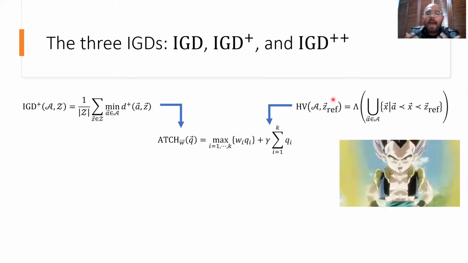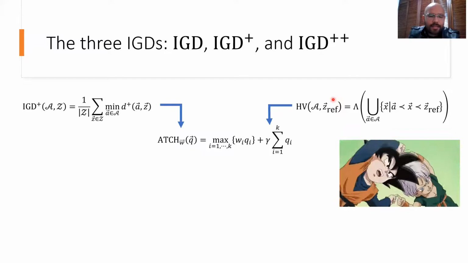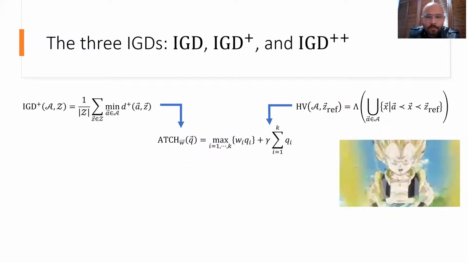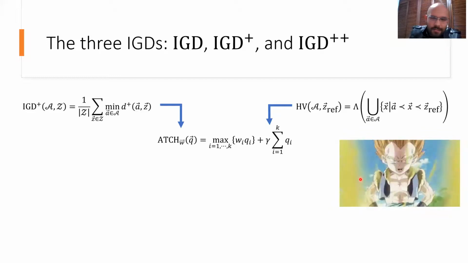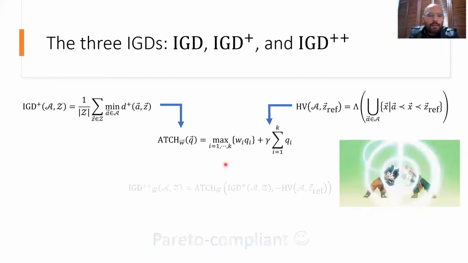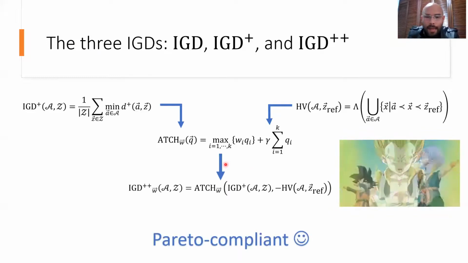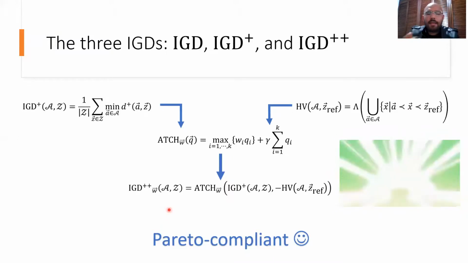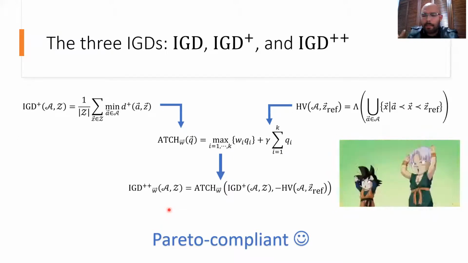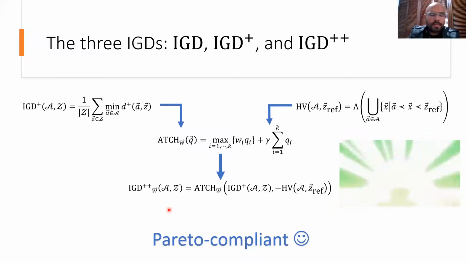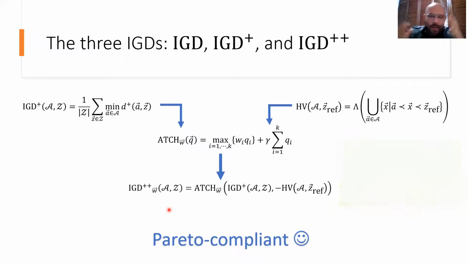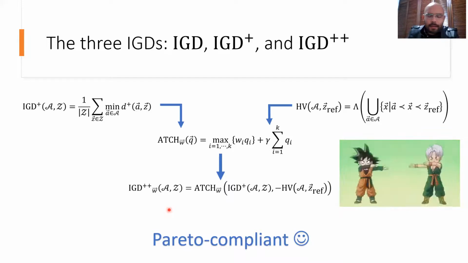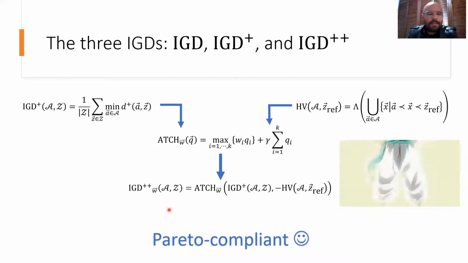So using an order preserving function, in this case the augmented Chebyshev function, we have a kind of fusion as in the Dragon Ball Z anime. So we will define a Pareto compliant indicator, the IGD plus plus, that uses IGD plus and the hypervolume indicator and also the order preserving function to define this Pareto compliant indicator. So we are very happy in this case.